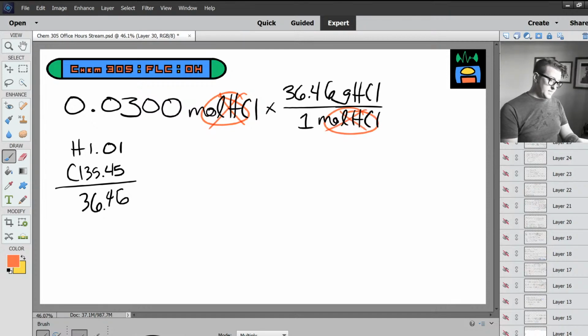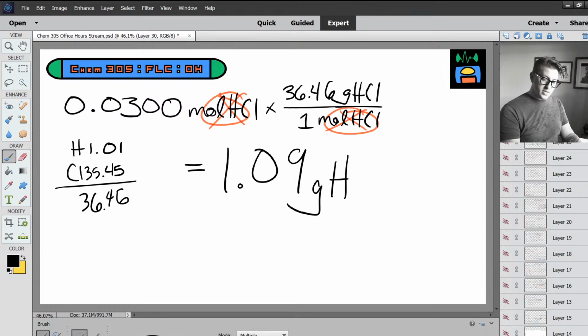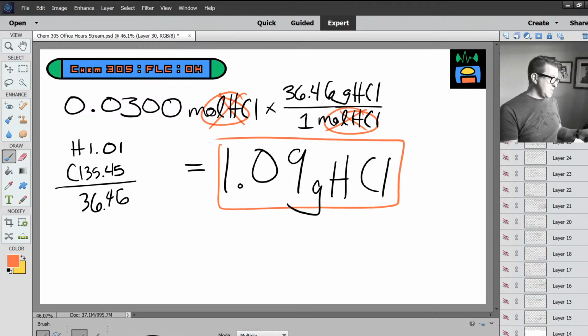So now 0.3 times 36.46 gives us a mass of 1.09 grams of HCl. So there are 1.09 grams of HCl in 15 milliliters of a 2 molar solution. All right, so there's a couple examples of how you use molarity, how you solve problems regarding molarity.